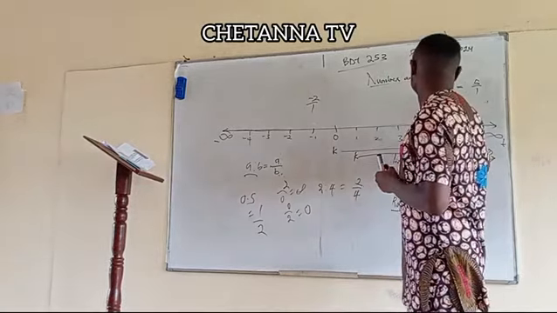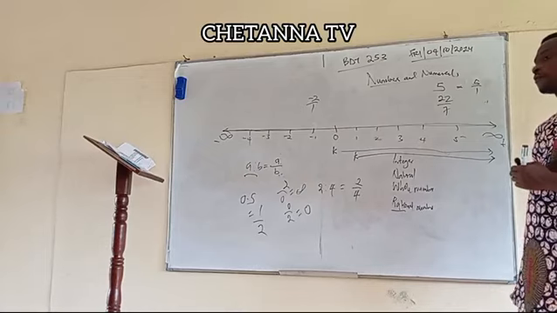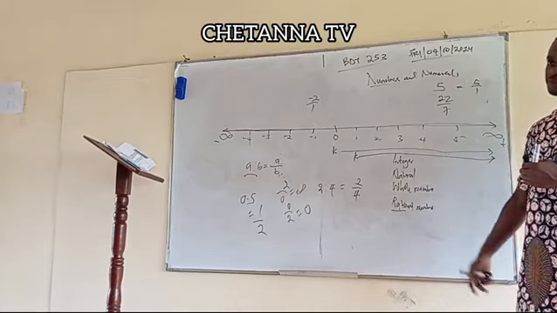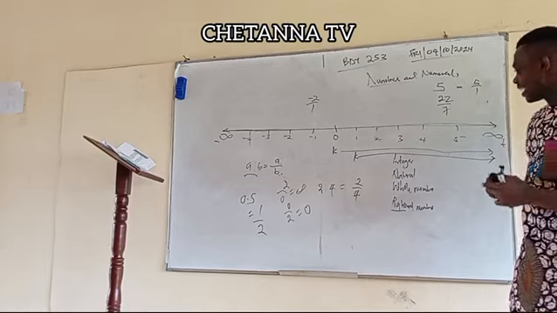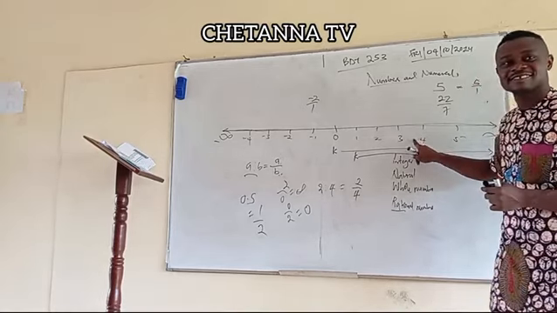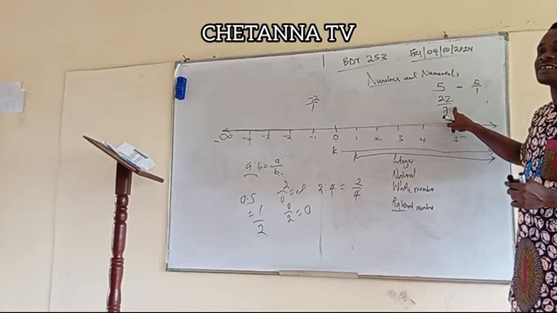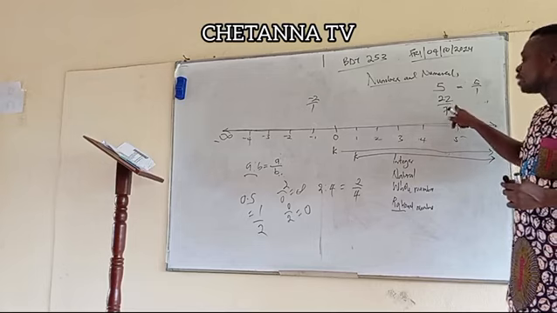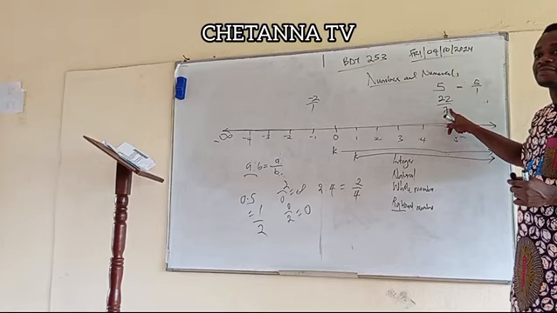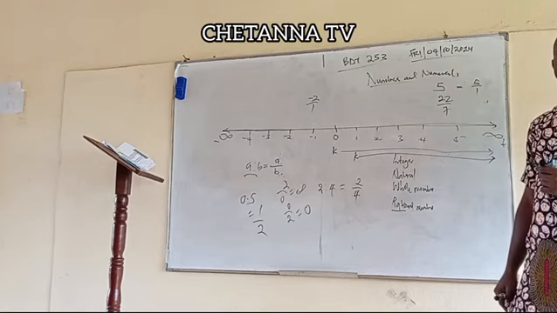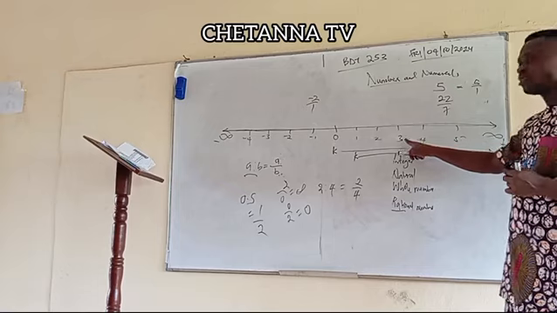What of 22/7? Is 22/7 a rational number? Yes, it is. But is it an integer? No. Now, the rational numbers that are not integers are found in between integers. Where can we find 22/7? Between what? Between 3 and 4. Good. 22/7 can be found between 3 and 4.